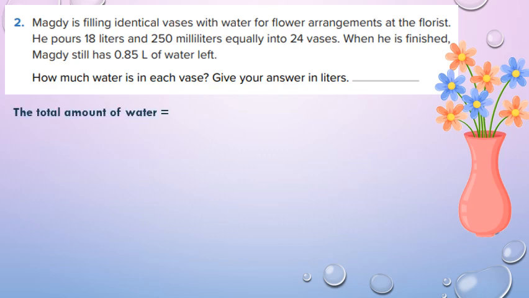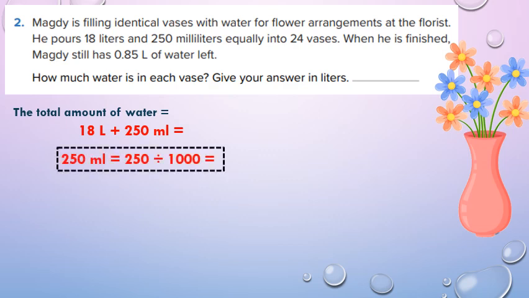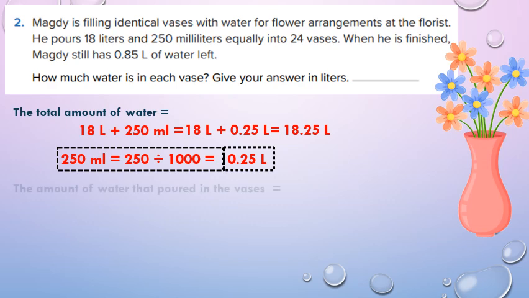The total amount of water, 18 liter plus 250 milliliter. We want our answer in liters, so we'll convert from milliliter into liter. So we'll divide it by 1000. Always the point in front of ones place, it will move by dividing 3 steps to the left. So the point will stand in front of 2, so the answer will be 0.250 liters. Now 18 liter plus 0.250 liter equals 18 and 250 thousandths liter, the total amount of water.